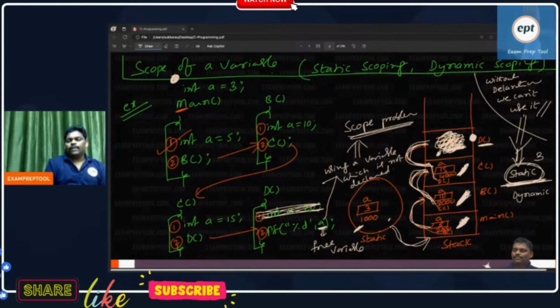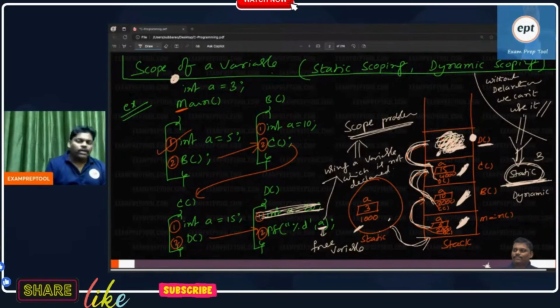If the compiler is solving the problem at compile time, what will the compiler see? No local. Only global. I said to the compiler, you resolve. The compiler knows only global variables because at compile time only global variables are created. So you will take the global.